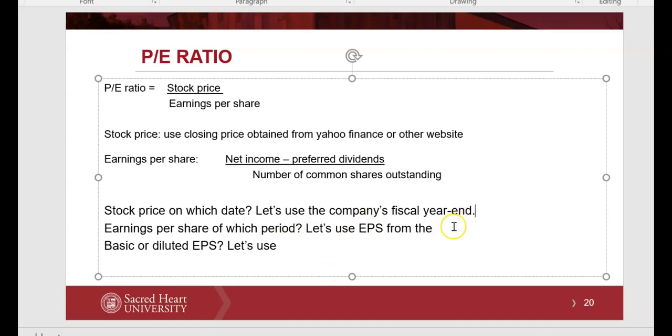So earnings per share of which period? We could look backwards and say the last year. We could look forwards and say our expectations or what analysts expect for the future year. Both are used in practice. For simplicity, and because I want you using those financial statements every single week, let's use earnings per share from the most recent fiscal year end.